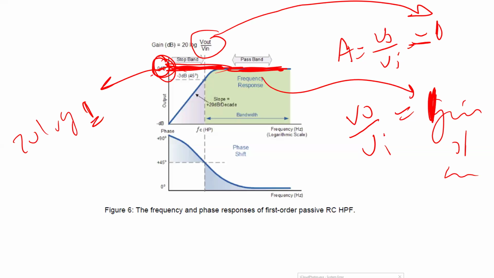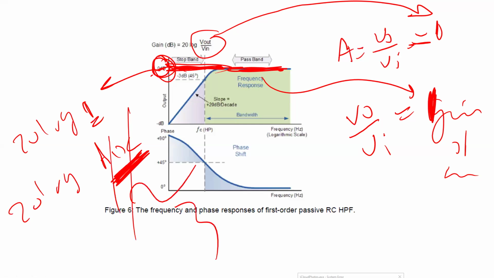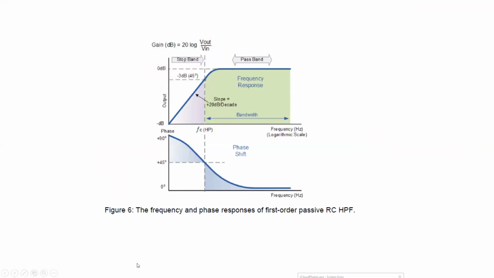if you put an amplifier, it should be 20 log ADC, and ADC is the gain of the amplifier. If it is 2, just put 2. If it is 3, just put 3, and so on. So you can see, guys, everything is the same except for one difference. Even this minus 3 dB will be the same.